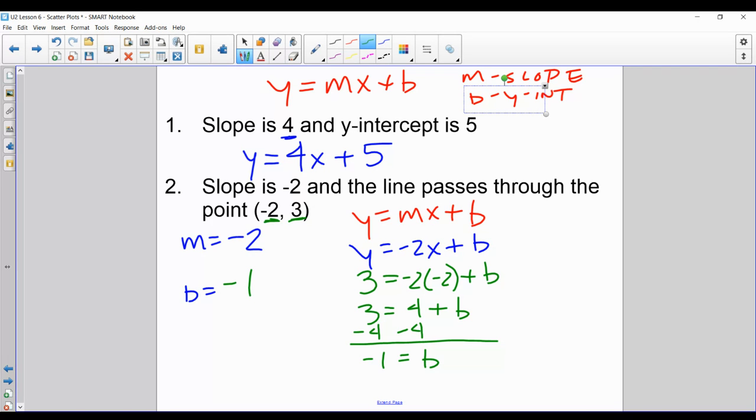Well, that's the two pieces of information I needed. So again, I just write this in, y equals, put -2, my slope, in for m, put my b value in, and there is my equation.